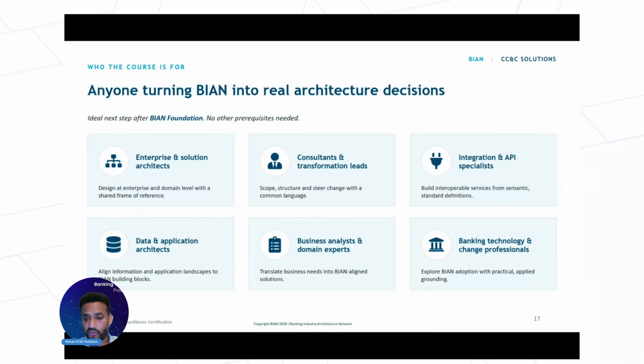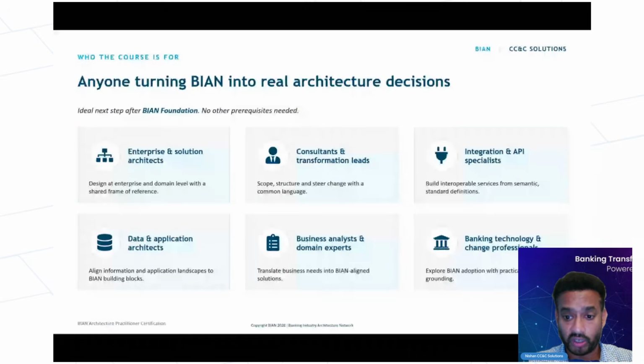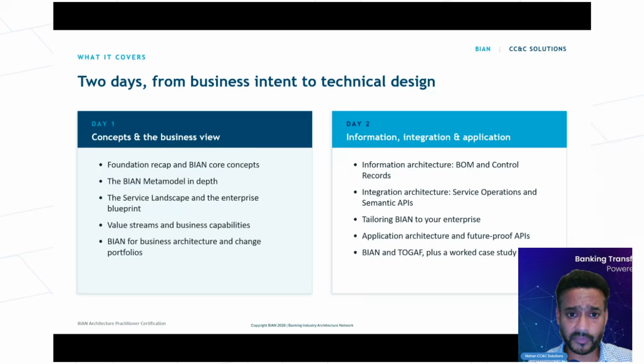And lastly, if you're a technology professional or a change professional, this course will really help you understand BIAN at that practical level and how to apply it in your day-to-day. So even though it's one of the 4 specialist courses, it does cover a fairly broad range of personas. And so as we cover the course content today, just keep this in mind.